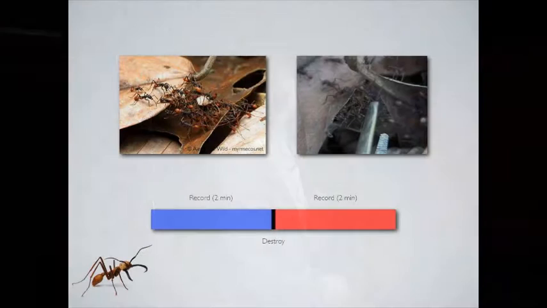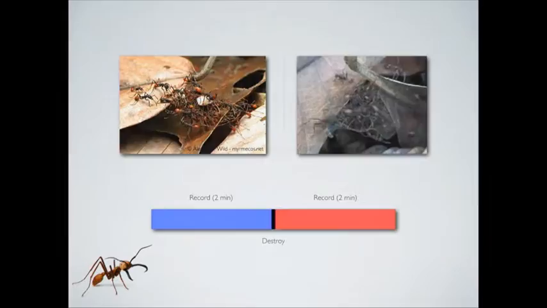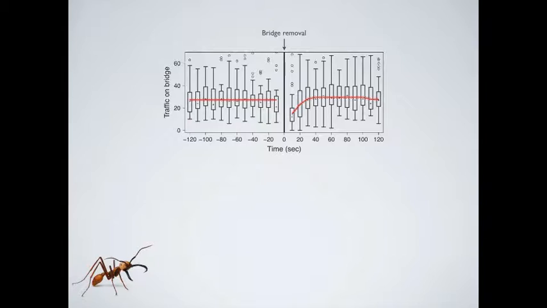Anyway, let's go back to our experiment. We film them for 2 minutes, destroy the bridge, and film the reconstruction for 2 minutes, and this is what we see. The first thing we looked at is how much the traffic on the trail was disturbed, and how fast it recovered. This is the time in seconds here. This is before we destroy the bridge. We have traffic that's pretty intense, up to 60 ants per second. It's very, very intense traffic in some of the trails. Then we destroy the bridge, and we look at how fast it recovers. And you can see that after only 30 seconds, we're back to normal.